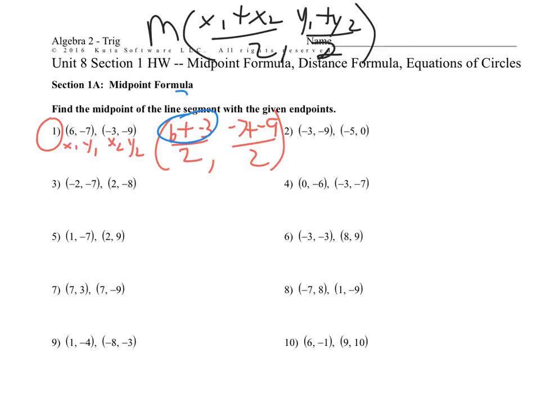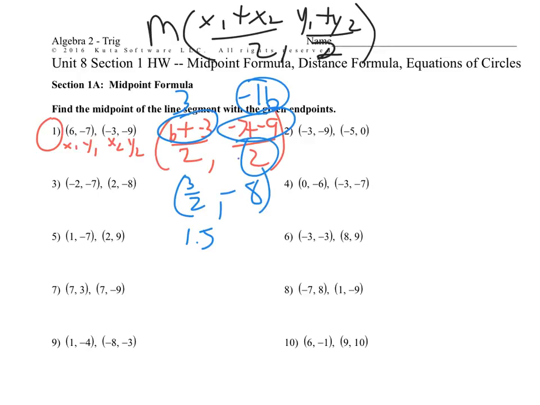Obviously I need to add on top first, so that's 3 divided by 2. You can either leave it as 3 halves, or you could write it as 1.5. I'll leave it as 3 halves. Negative 7 plus negative 9 is negative 16. Negative 16 divided by 2 is negative 8. So it would be 3 halves, negative 8.